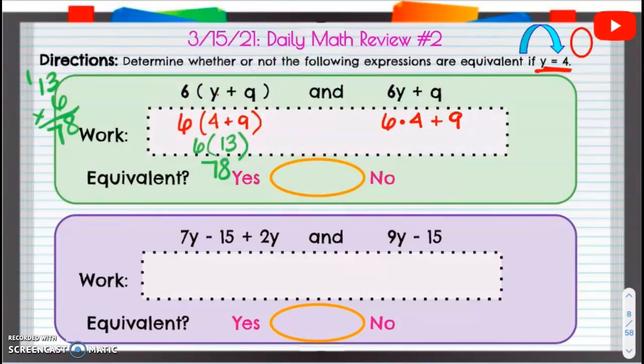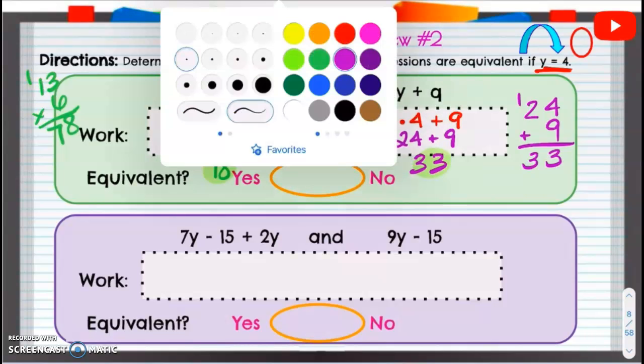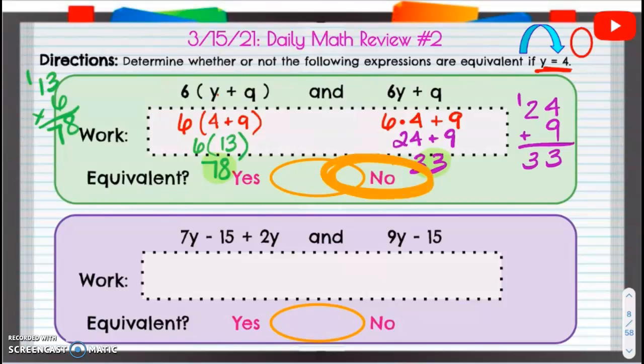Next one, 6 times 4 is 24. Plus 9. Well, if I have 24 plus 9, plus 4 is 13, 2 and 3, 33. Are these two numbers, 78 and 33, the same? No, they are not. So we're going to drag that circle over the no. They are not equivalent.